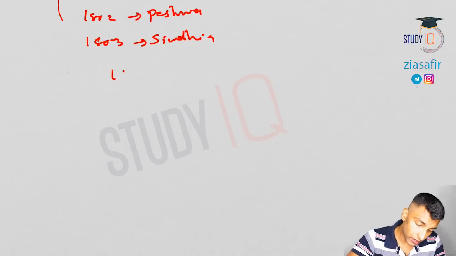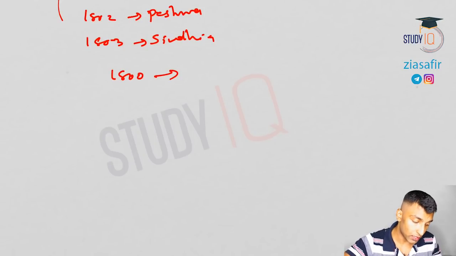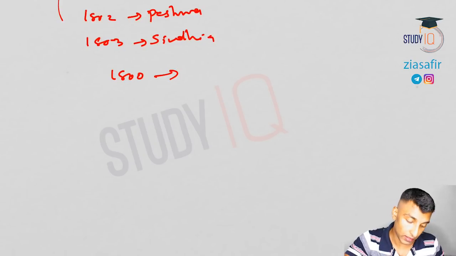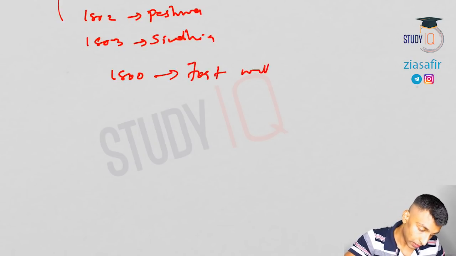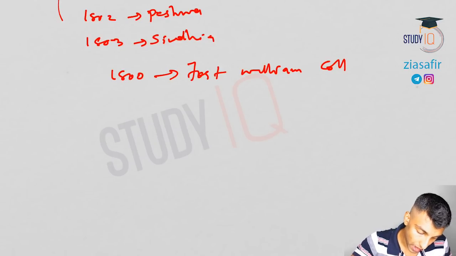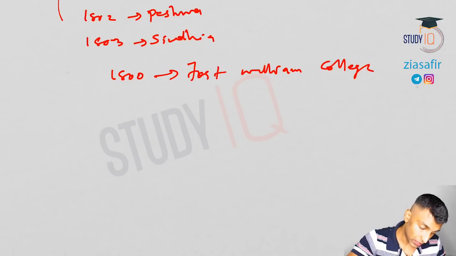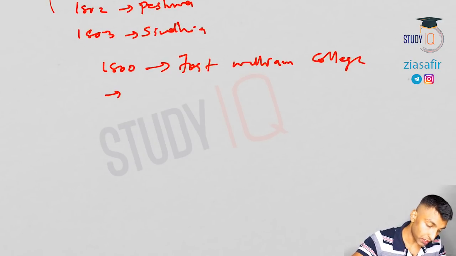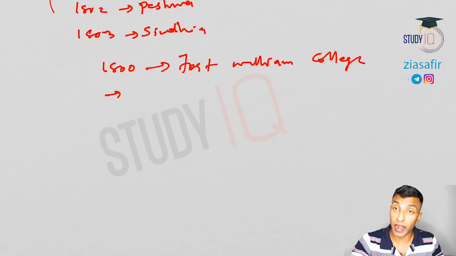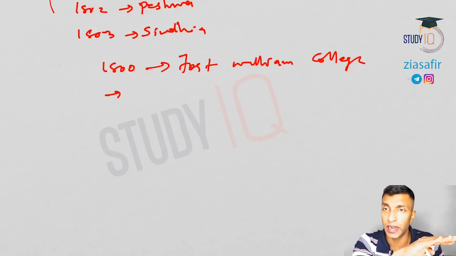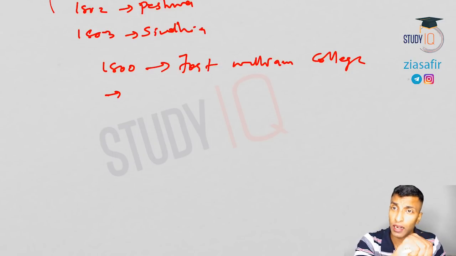Now 1800, there is one more important point that we need to discuss: Fort William College was established by Wellesley, constructed on the bank of River Hooghly. Okay, so Fort William College. It was from here that the Britishers ruled India till 1911, and in 1911, at the Delhi Durbar, the capital was shifted to Delhi. So till 1911 it was from here they ruled India.